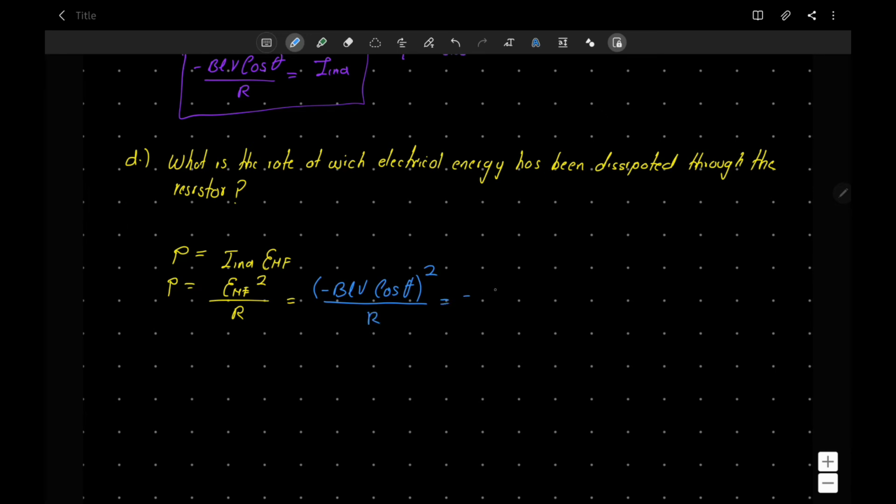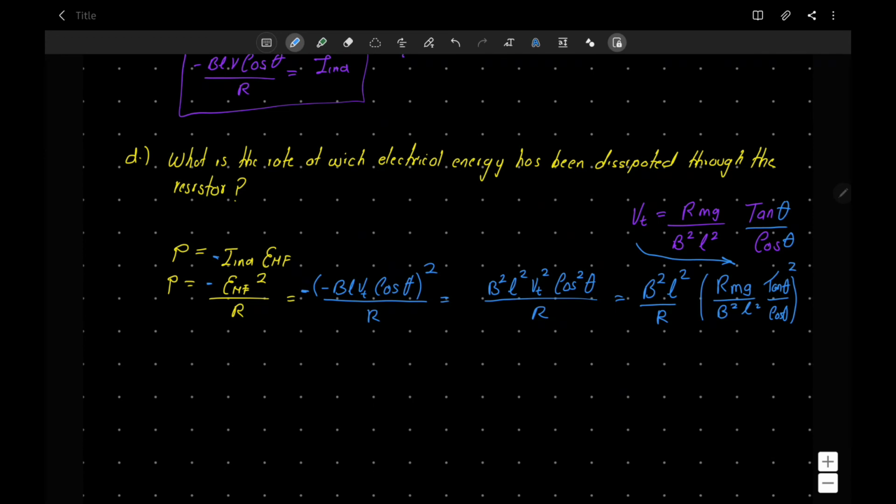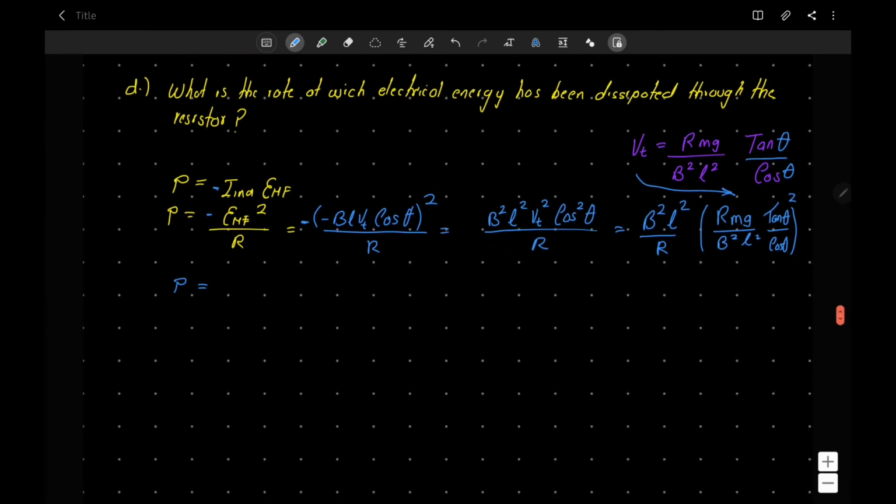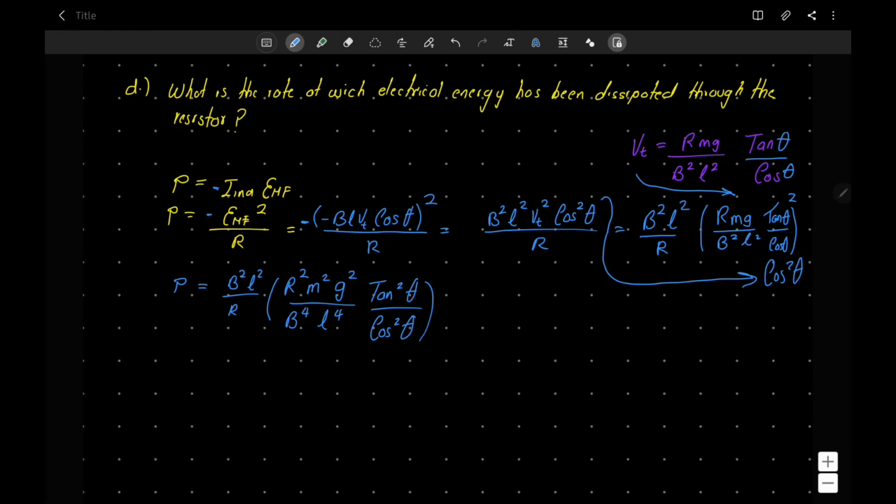So then we have B squared, L squared, B squared, cosine squared of theta. I already replaced the terminal speed that we found before, and that's the magnitude. Okay, so I'm gonna simplify that. Power is equal to B squared R, our resistance, mass squared, gravity squared, over B to the 4, tangent squared over cosine squared. This EMF has a cosine inside, and that's cosine squared.